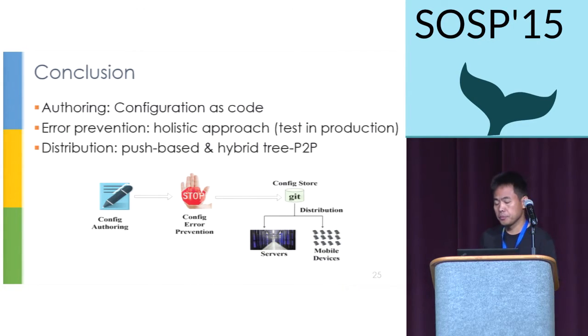In conclusion, for configuration authoring, we take the configuration as code approach. For error prevention, we take a holistic approach, including running large-scale tests in production. For data distribution, we take a push model, and we also use a hybrid tree plus a peer-to-peer protocol to distribute large configuration files.